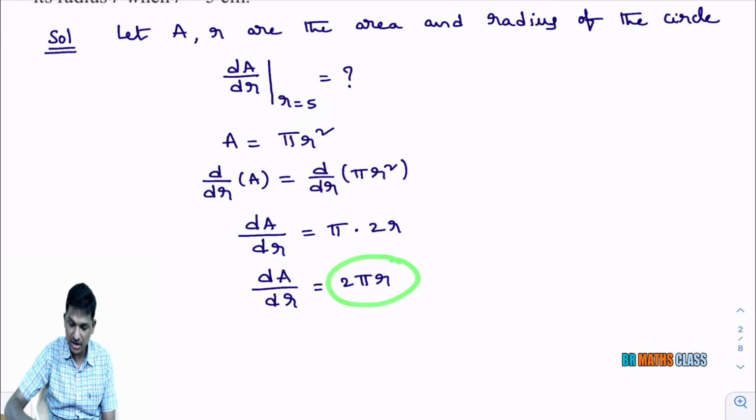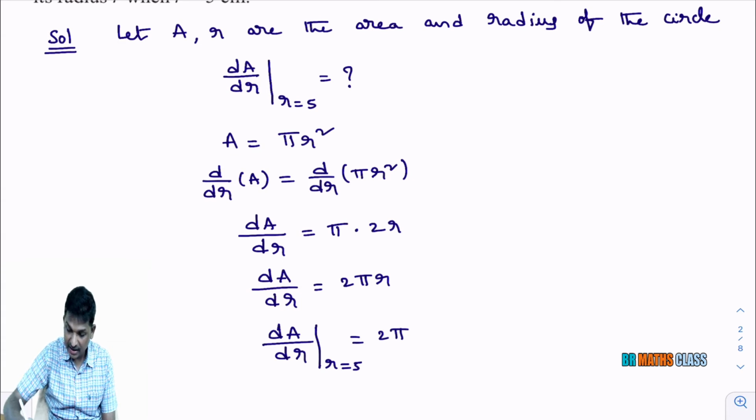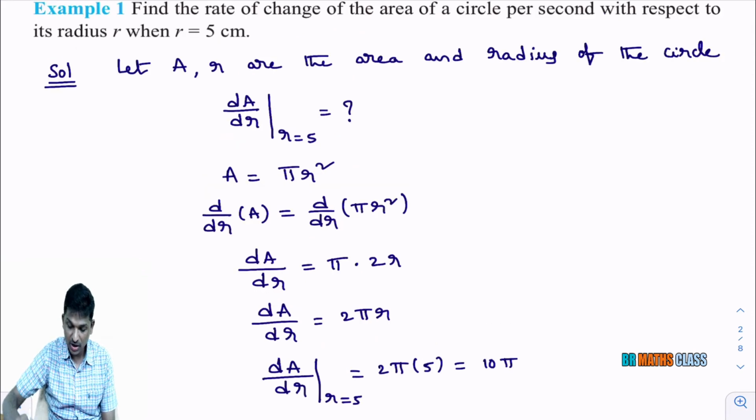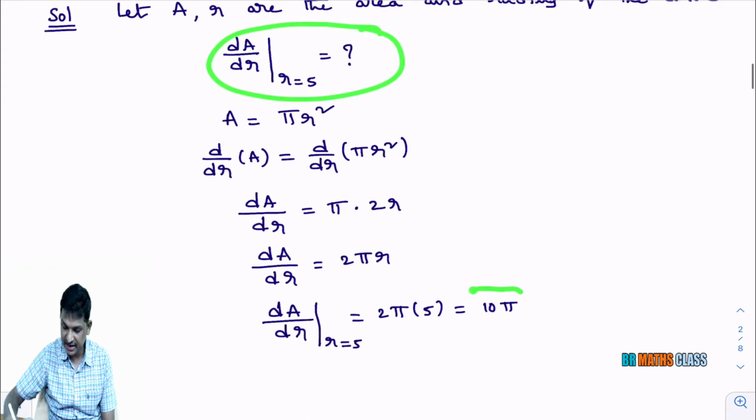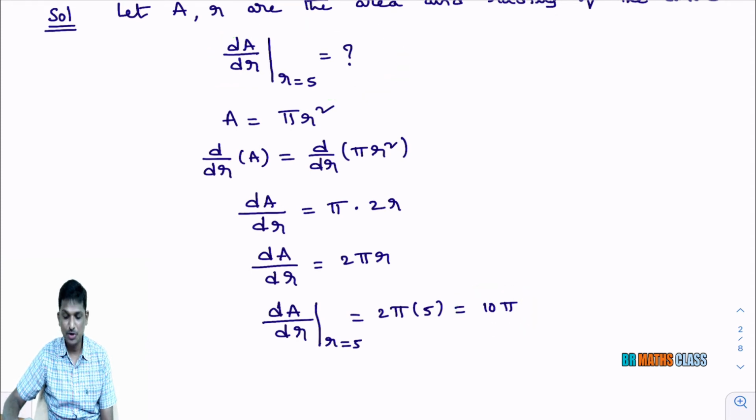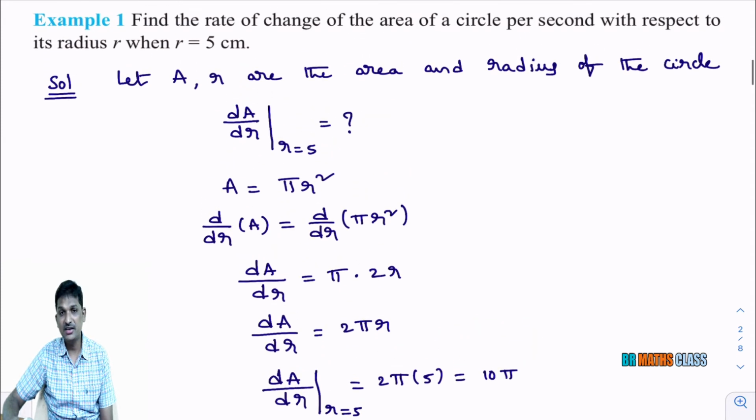So in this, you put r equal to 5: 2 pi, wherever r is there, you write 5. So 2 pi into 5 is 10 pi. What they are asking in the question is dA by dr at r equals 5, so dA by dr at r equals 5 is 10 pi. I hope you understand. These problems are very easy. The pattern you need to understand: first observe which diagram the problem is related to, next write what the given information is and what is to be calculated.